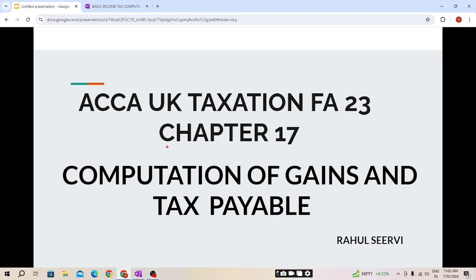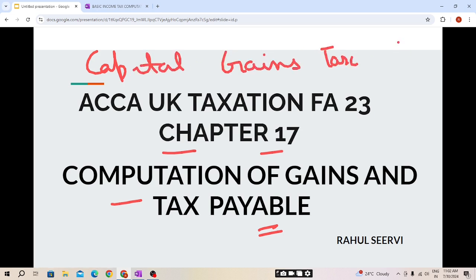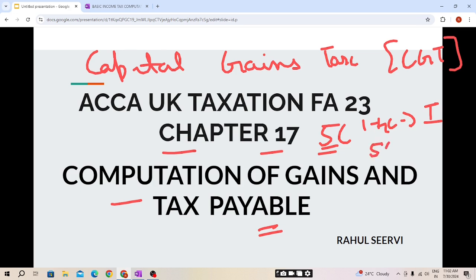In our today's session, we will start with chapter number 17, Computation of Gains and Tax Payable. From today's session, we will be starting with the capital gains tax, known as CGT. Under this topic of capital gains tax, we will be covering a total of 5 chapters. The first 4 chapters will deal with the CGT relating to individuals, and the last chapter, the 5th chapter, will cover the CGT implications for companies. I hope this is clear.